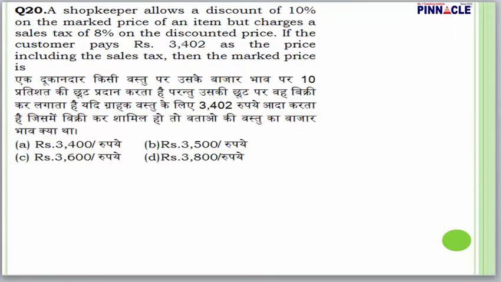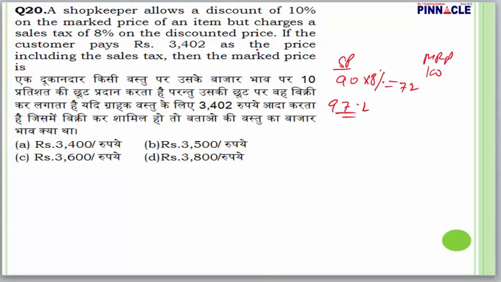Next question, question number 20. A shopkeeper allows a discount of 10% on the marked price of an item, but charges a sale tax of 8%. Say 100 rupees is the MRP. A discount of 10% makes it 90 rupees SP. But charging 8% on the discounted price, 8% of this would be equal to 7.2. It means he is selling for 97.2 rupees.